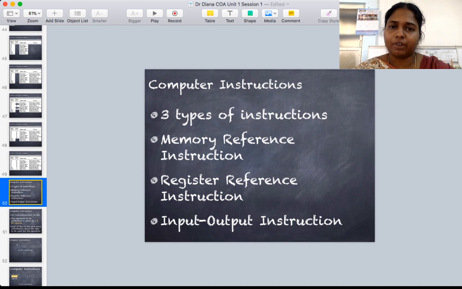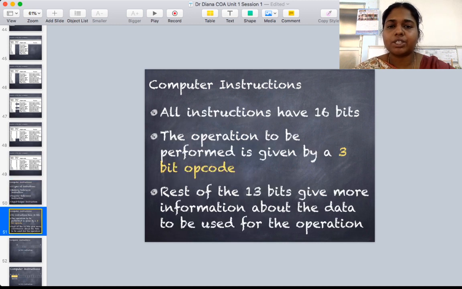What is a memory reference instruction? Any instruction that helps you read something from memory or write something into memory is called a memory reference instruction. So one of the data that you use can either be the input data of the instruction or the output data from doing an instruction. Say for example, a read data or a write data. All these are memory reference instructions.